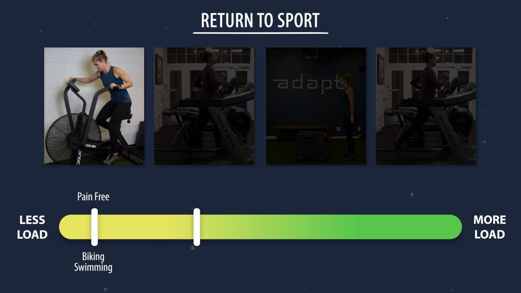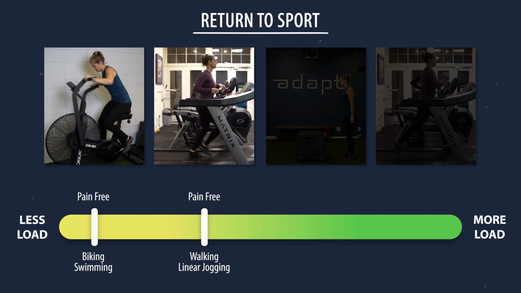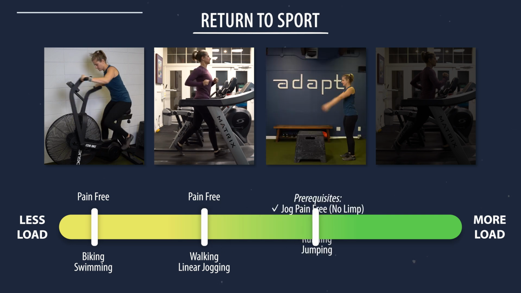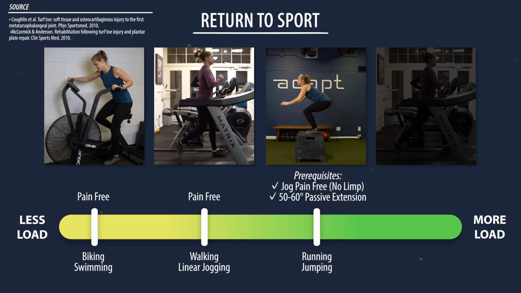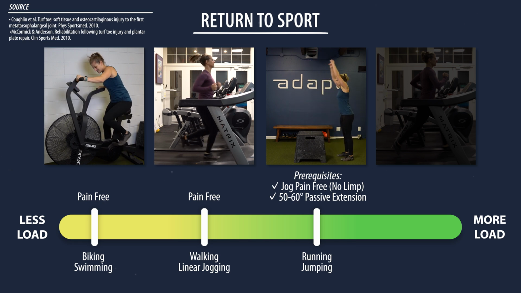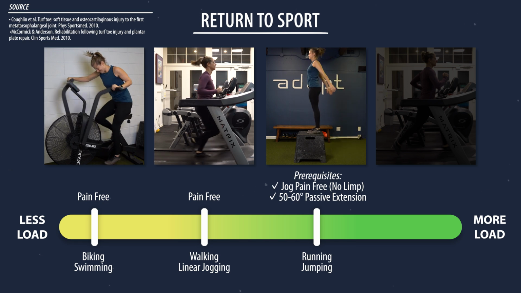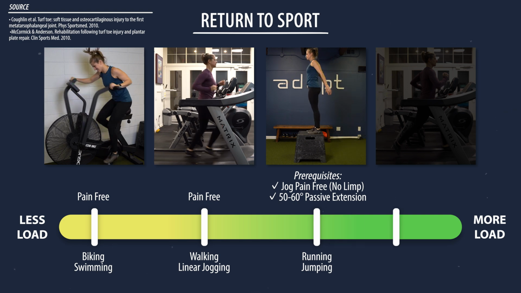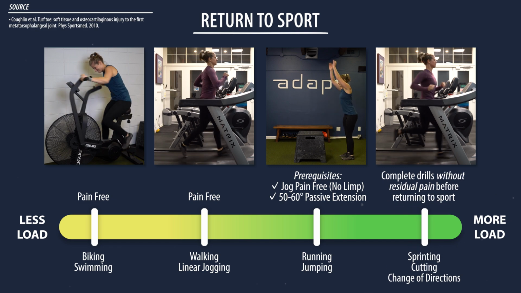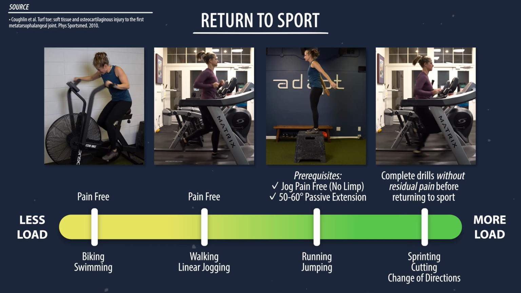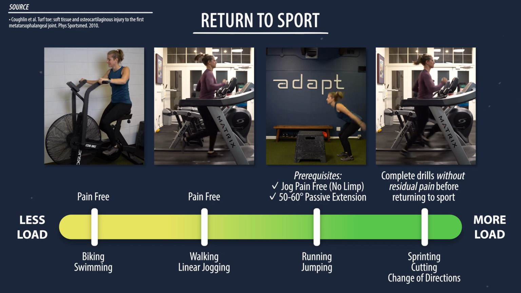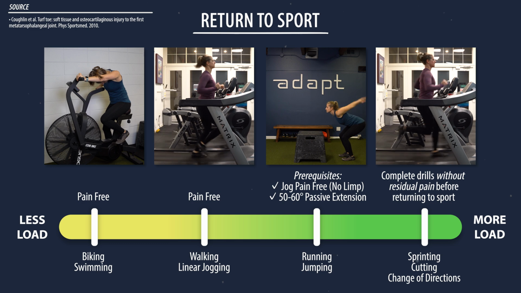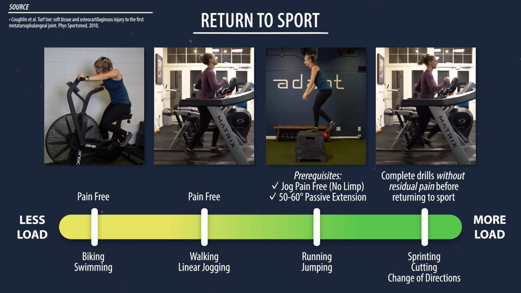Once tolerated, begin walking and then progress to jogging in a straight line. When you're able to jog pain-free without a limp and demonstrate at least 50 to 60 degrees of painless passive big toe extension, you can progress to running and jumping exercises. And finally, it is recommended you are able to perform linear running at full speeds before beginning cutting and change of direction drills. These should be completed without residual pain before gradually returning to your preferred sport or activity.